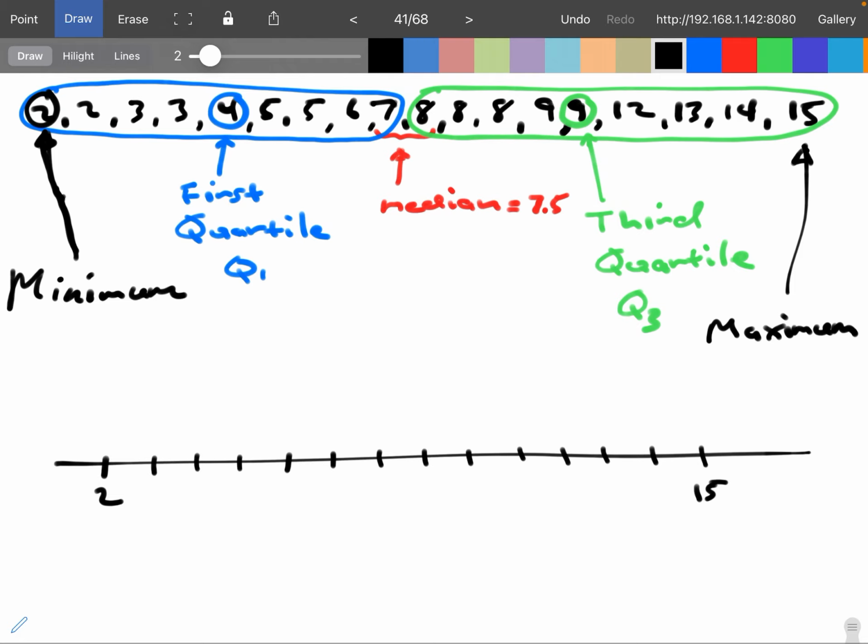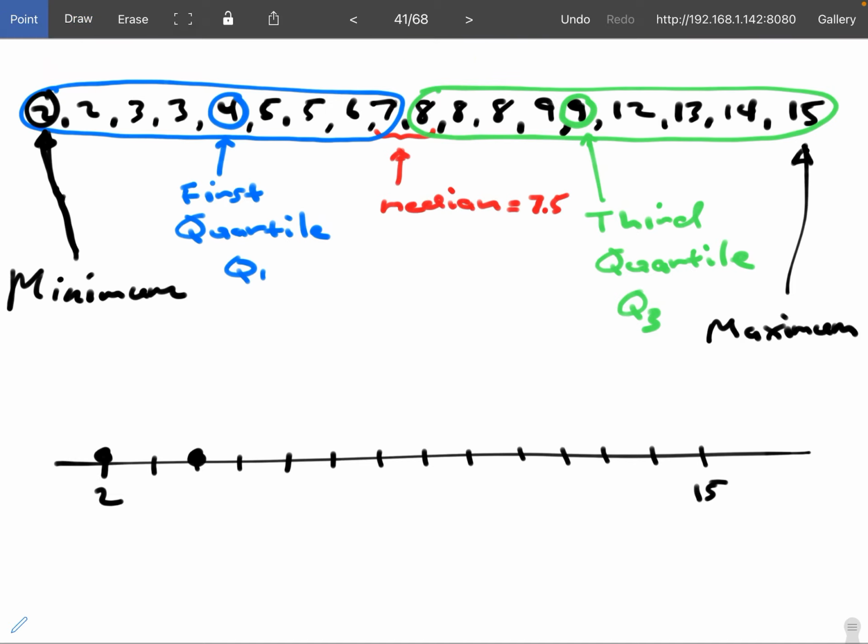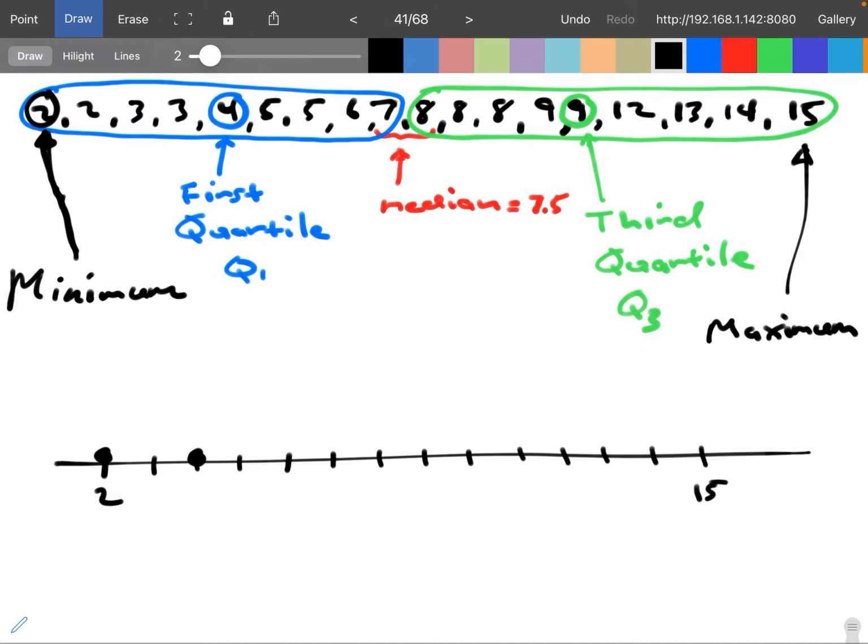And then the 5 values that we want to mark on that number line, well, we need the minimum, which is 2. We need the first quartile, which would be 4. So 2, 3, 4 would be right here. Then we need the median, which would be 7.5. So let me find that. That's 2, 3, 4, 5, 6, 7, 8. So here, I'll put 7 and 8 on there so we can see. There's 7 right there. There's 8 right there. So we need the 7.5, which is the median. So put that in the middle there. And then we need the third quartile, which was 9. So that would be here. And then we need the maximum value, which is 15, which is here.